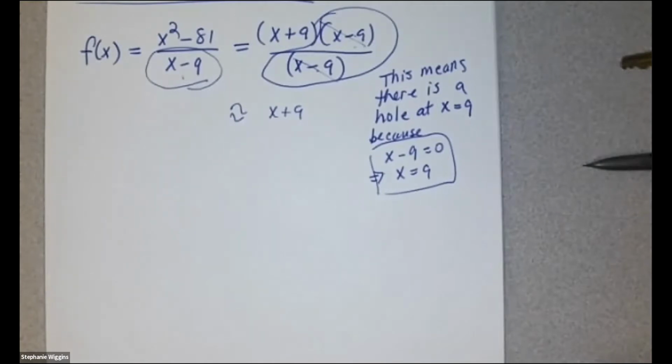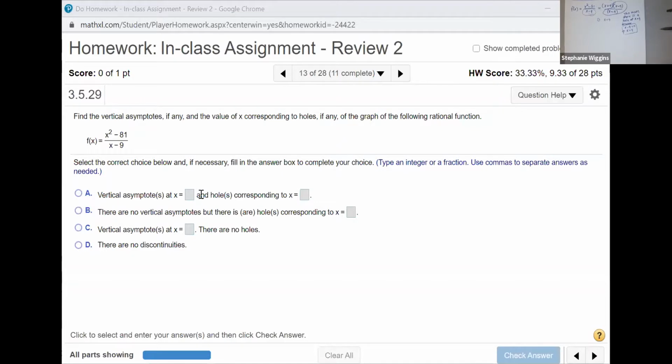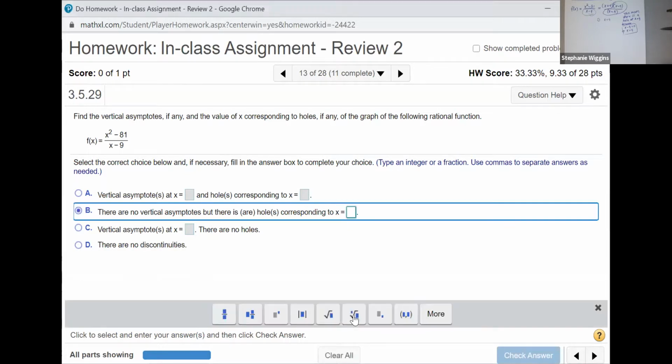Okay, so if you look back at this multiple choice, out of 175 points, there are 4 problems like this on the test, and that amounts to 20 points because they're each worth 5 points. So you don't want to lose those 20 points. Make sure you know how to do this. Okay, so it says here, there are no vertical asymptotes, but there is a hole corresponding to x equals 9.